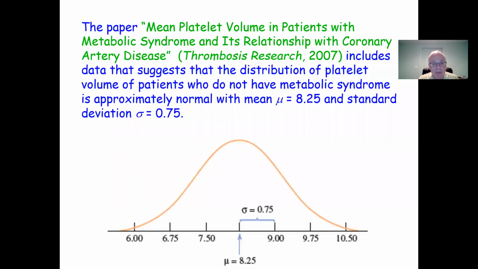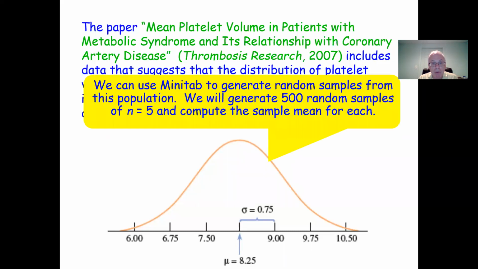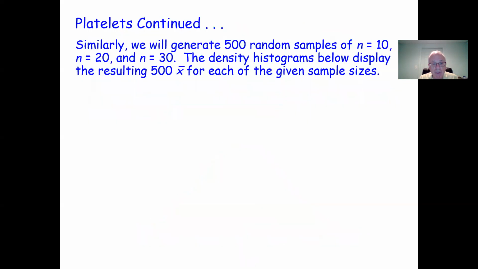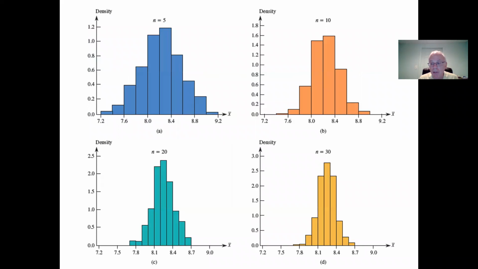And I think we went over this example last time here, where we had data that suggested the distribution of platelet volume of patients who do not have metabolic syndrome is approximately normal. There's our mean and standard deviation. Those are population parameters. So the mean of 8.25 is for the population. Standard deviation of 0.75 is for the population. We want to generate 500 random samples of n is equal to 5. Remember, or n is equal to 10 or 20 or 30.